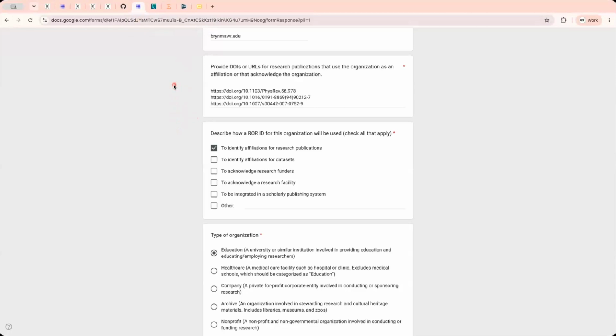If you're struggling to find links for this field, that might be a sign that the organization isn't quite ready for a ROR ID yet, especially if the organization is brand new. It's best to wait until a new organization has evidence of involvement in research before requesting a ROR ID.